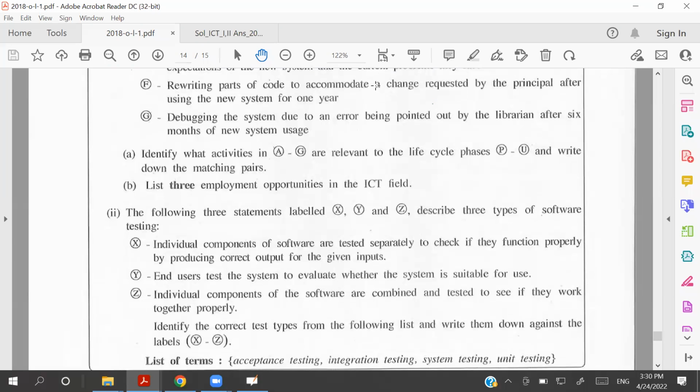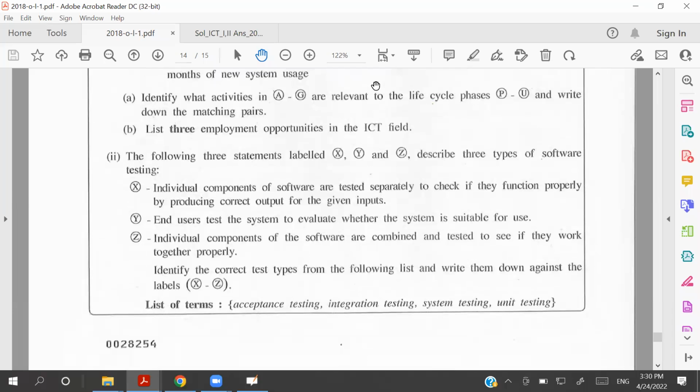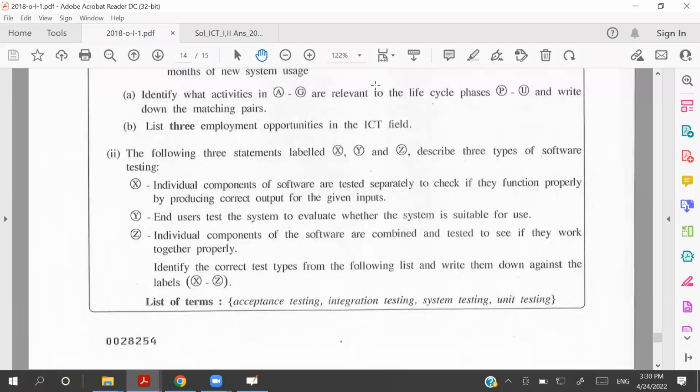And the last one is about the following 3 statements labeled X, Y, and Z that describe 3 types of software testing. They're asking to identify the correct test types from the following list and write down against the label. In X, they are saying individual components of software are tested separately to check if they function properly. If they are talking about individual components, then of course it is unit testing.